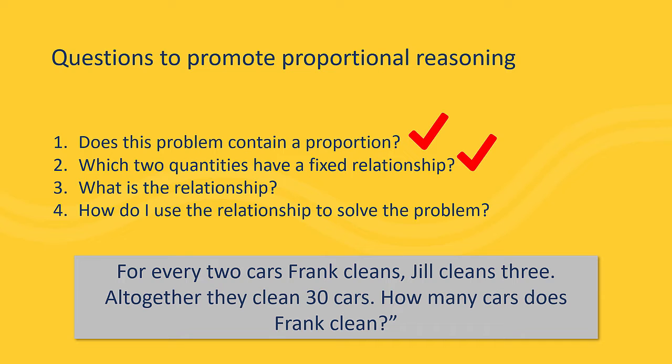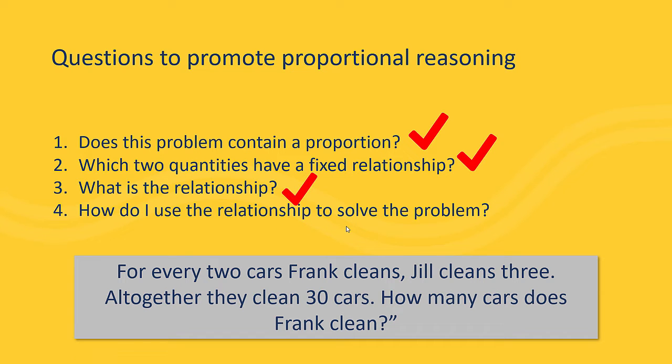What is the relationship? What are the 2 numbers that have a relationship? And what is that relationship? Let's see. For every 2 cars, so that's 2, Jill cleans 3. So the relationship is 2 to 3. For every 2, 3. So that's it. So success. You've identified that it is a proportional problem. There is a fixed relationship. And what is that fixed relationship? It's 2 to 3. And what is the relationship? Same thing. 2 to 3. Right there. Now, how do I use the relationship of 2 to 3 to solve the problem?